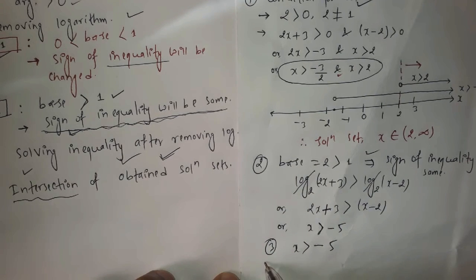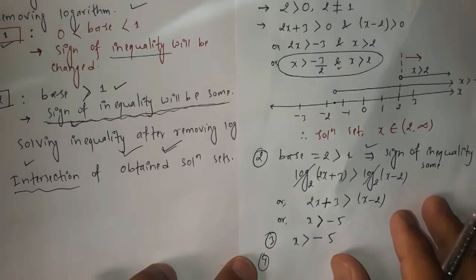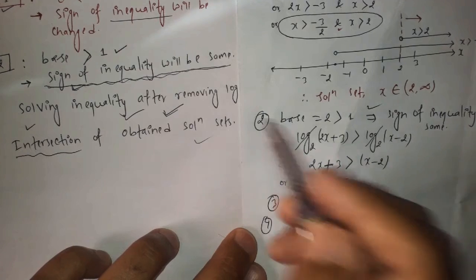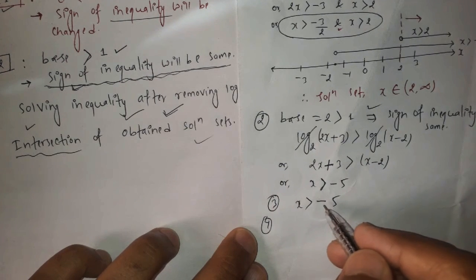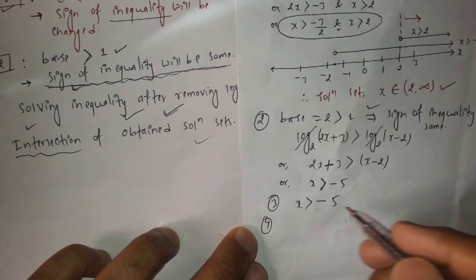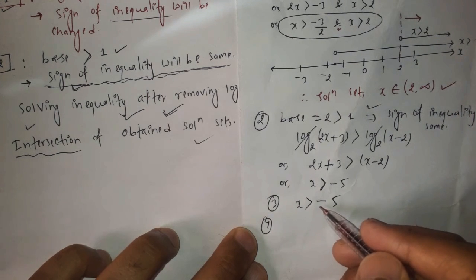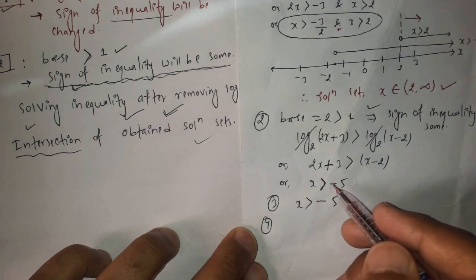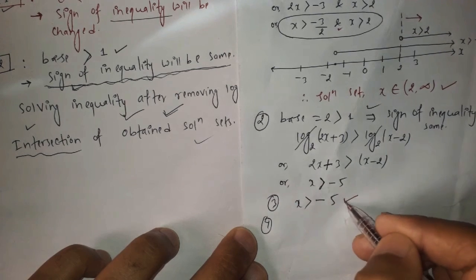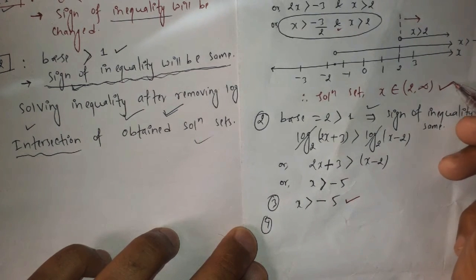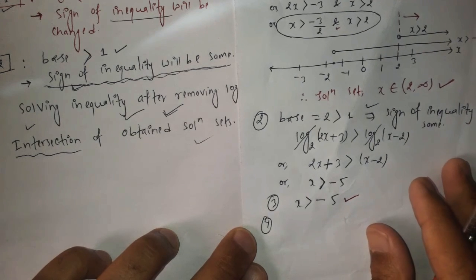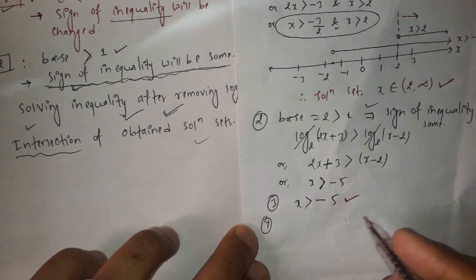In the fourth step, the last step of the solution, we take the intersection of the obtained solution sets. One solution set is this, and from solving the inequality after removing the logarithm, we get the next solution set. Now taking the intersection of the first solution set and this second solution set.